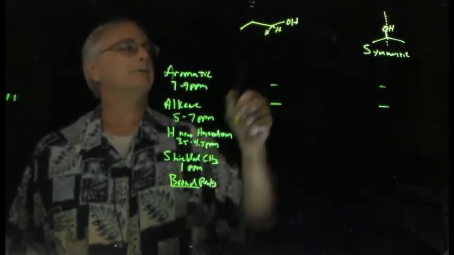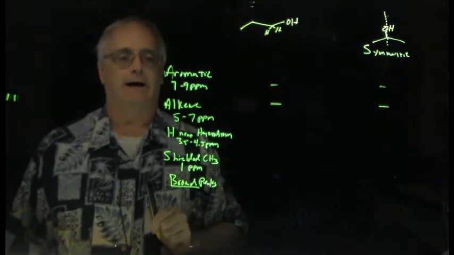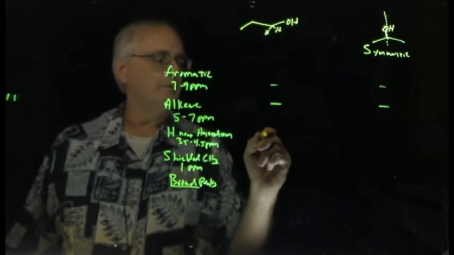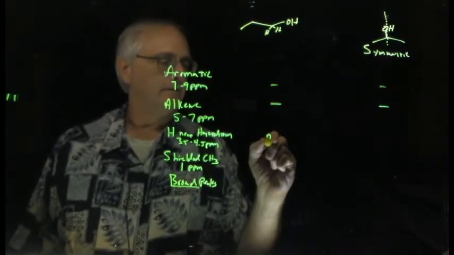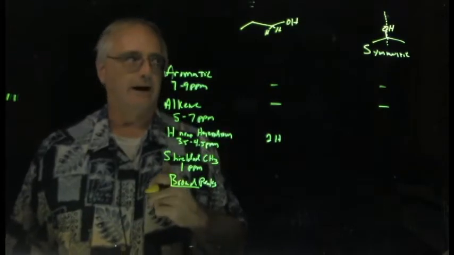Remember, that's a CH2 group. There are 2 hydrogens, and they are attached to a carbon attached to an oxygen. So this molecule, 1-propanol, has 2 hydrogens next to a heteroatom, next to the oxygen.